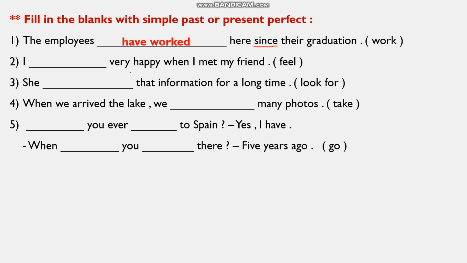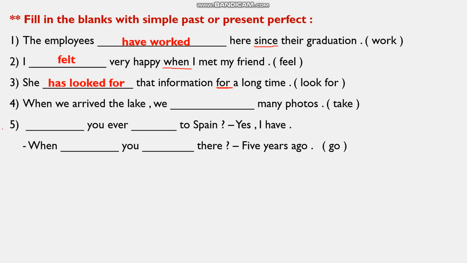Number two, I very happy when I met my friend. في عندي feel. Now here the keyword is when. هنا في عندي when عندما حكينا بتكون keyword للsimple past يعني verb to of feel رح تكون عندي felt. Number three, she look for that information for a long time. For اللي هي keyword لا ال present perfect فرح تصير عندي she has looked for that information for a long time.